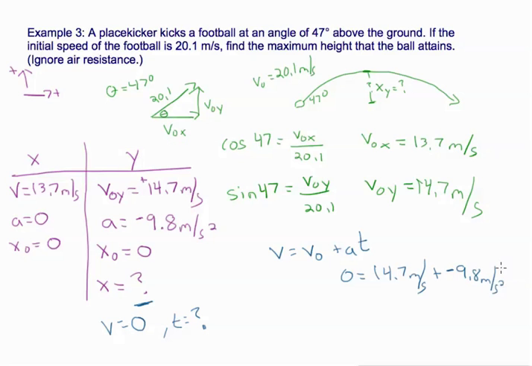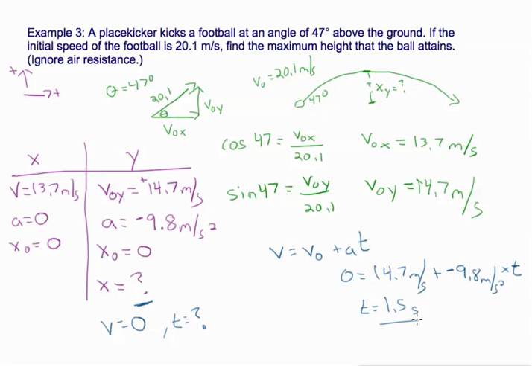So we get negative 14.7 equals negative 9.8 t. And if we divide both sides by 9.8, our negative signs cancel out. We get t equals 1.5. So our football's in the air 1.5 seconds until the peak, which means that it's totally in the air 3 seconds.